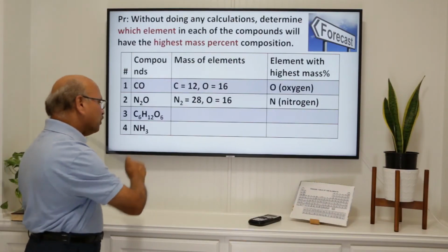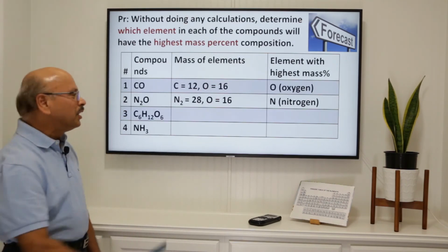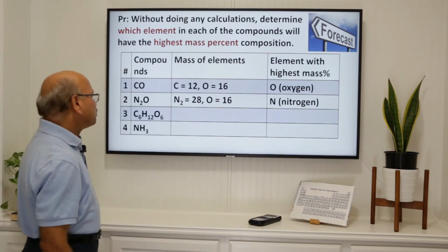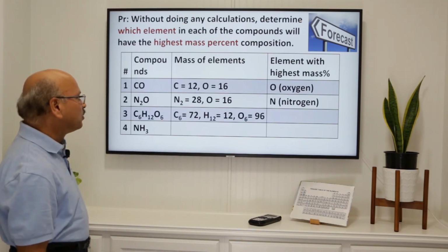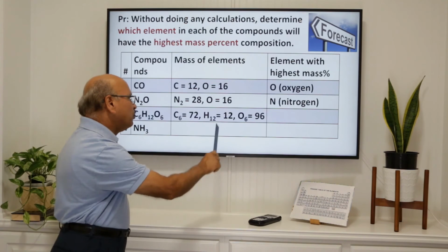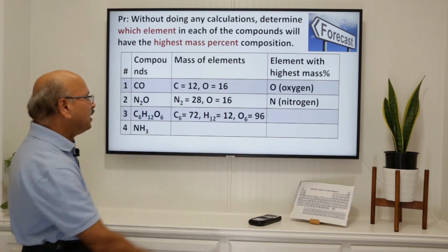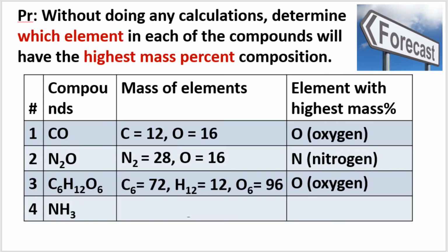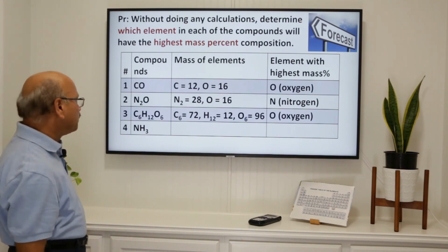Then we have glucose, which has carbon, hydrogen and oxygen. So you have to take the mass of each element. So 6 carbons gives you 72, 12 times 6 is 72. Hydrogen 12 gives you 12. And 6 oxygens is 6 times 16, which is 96. And out of this, definitely 96 is higher. So oxygen is the element which has the highest mass percent.